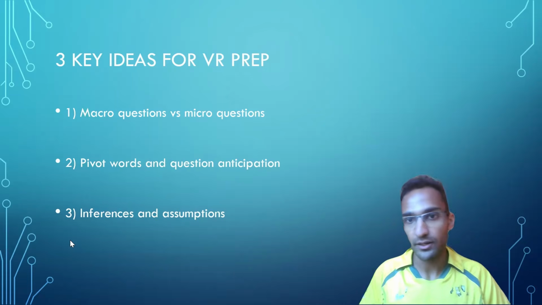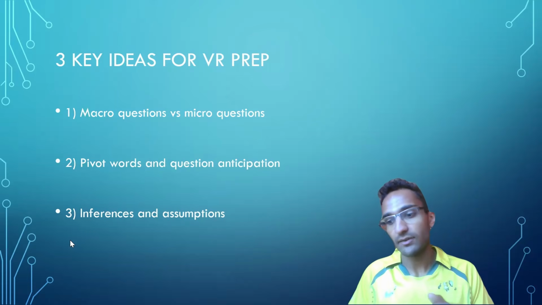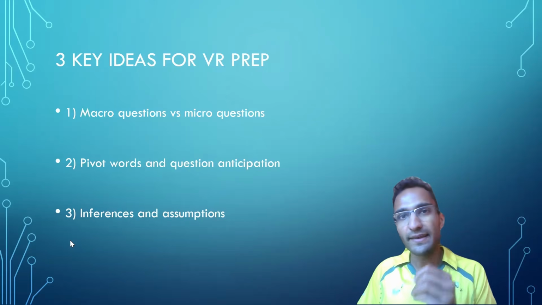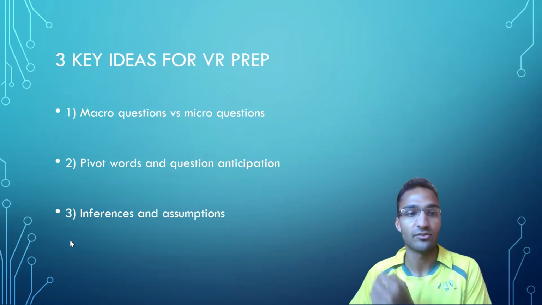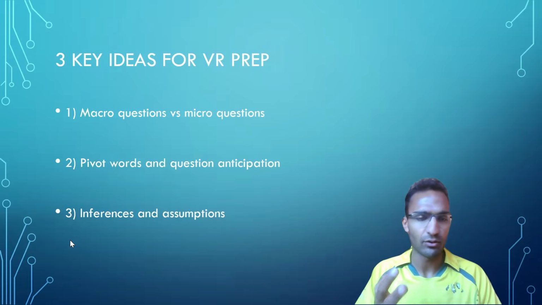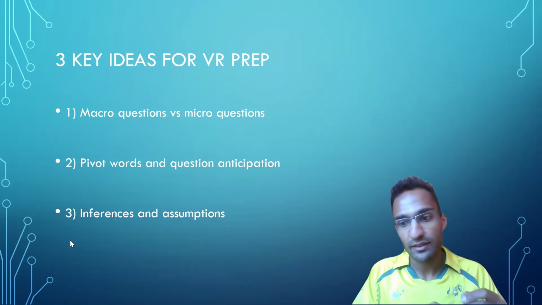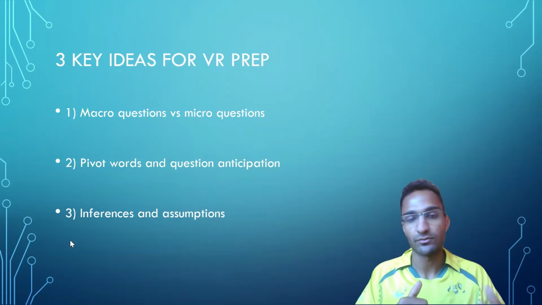Number two, pivot words and anticipating the tricks within the question. So it's not enough to just read the question and look at the text. Once you've read the question, try and think about the hidden tricks, the hidden assumptions that that question is getting you to make. And this goes beyond just simple words like, does the question have all, must, only versus could, can, some? There's certain words that really are the focal point of whether that question is true or false.